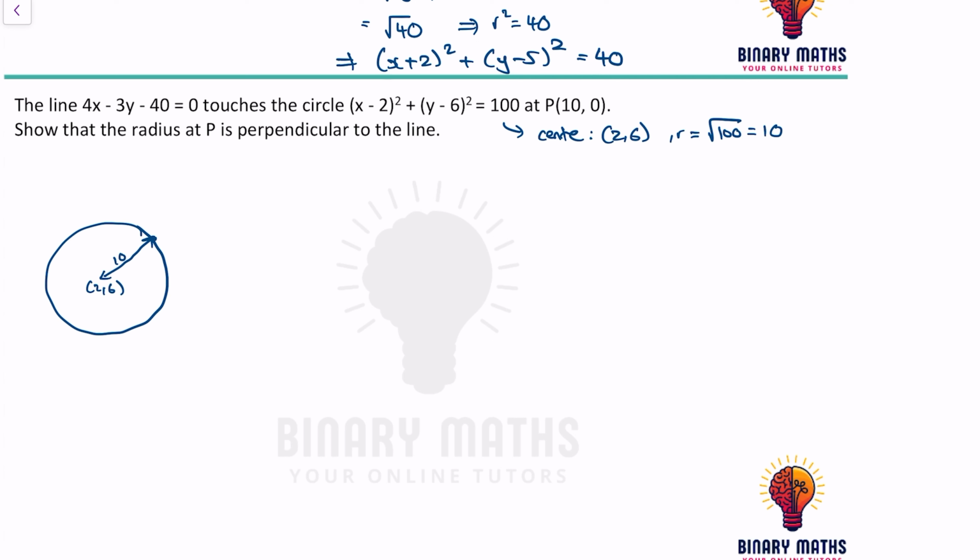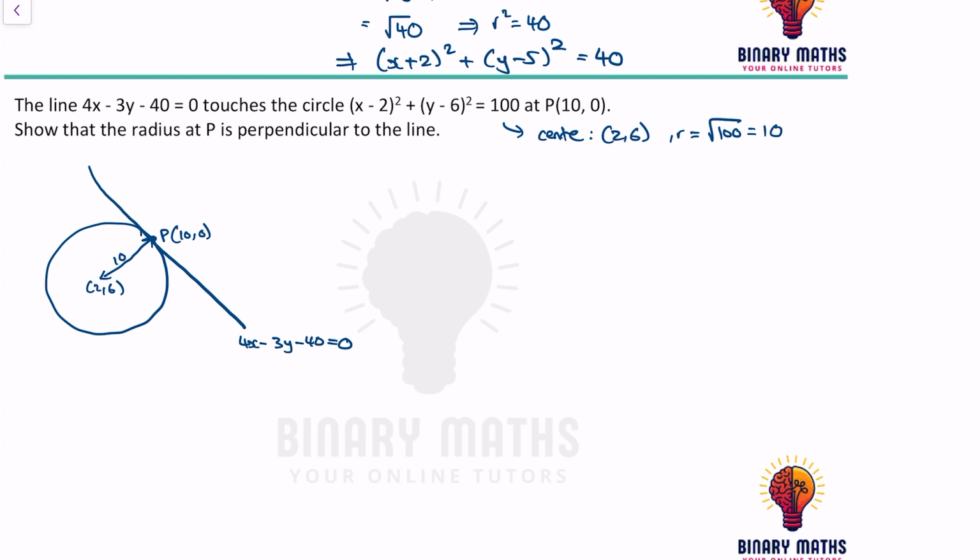Somewhere on this circle, I'm going to have a tangent which touches it, because it touches the circle, it's a tangent. It touches at point P, which is (10, 0). The line is 4x minus 3y minus 40 equals 0, the equation of that line that touches the circle at the point P. Now I need to show that the radius at P is perpendicular to the line L.